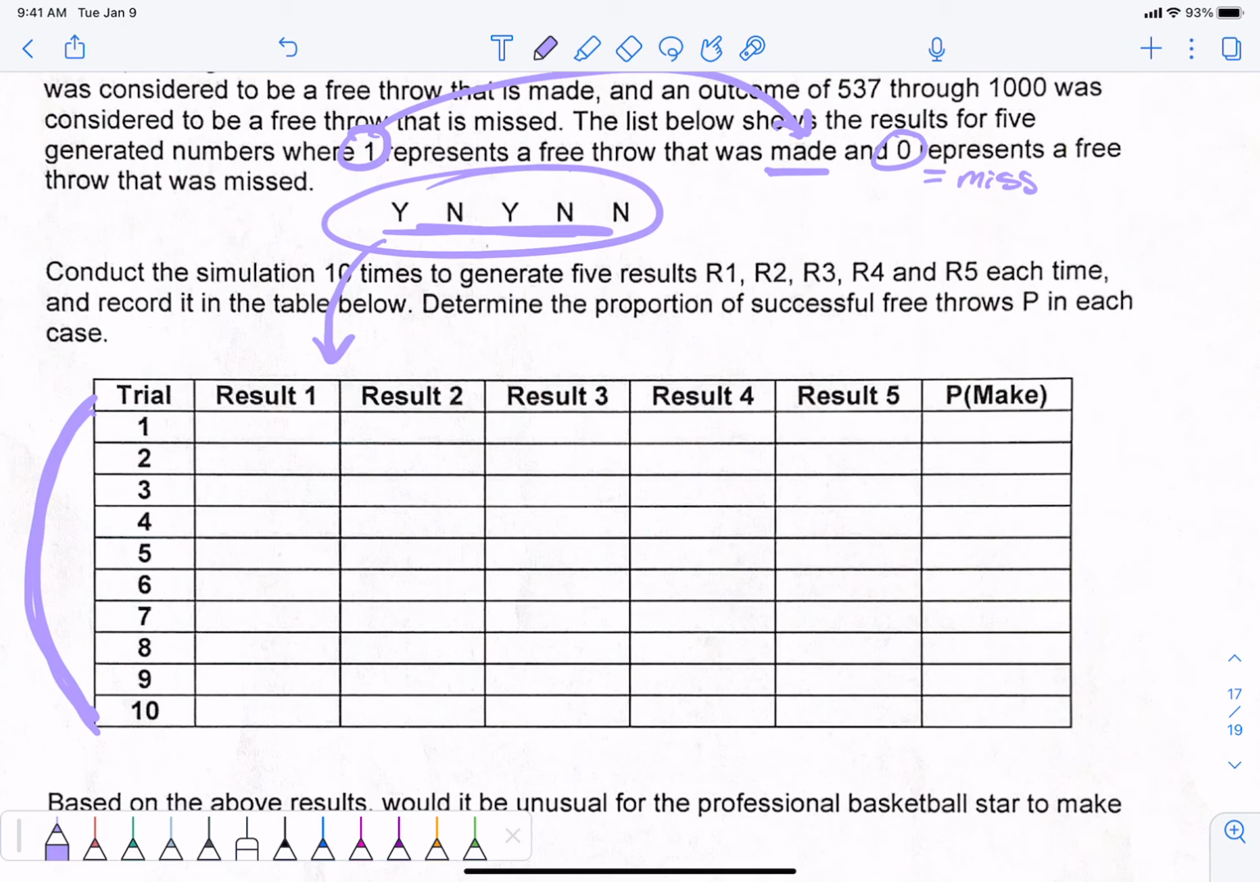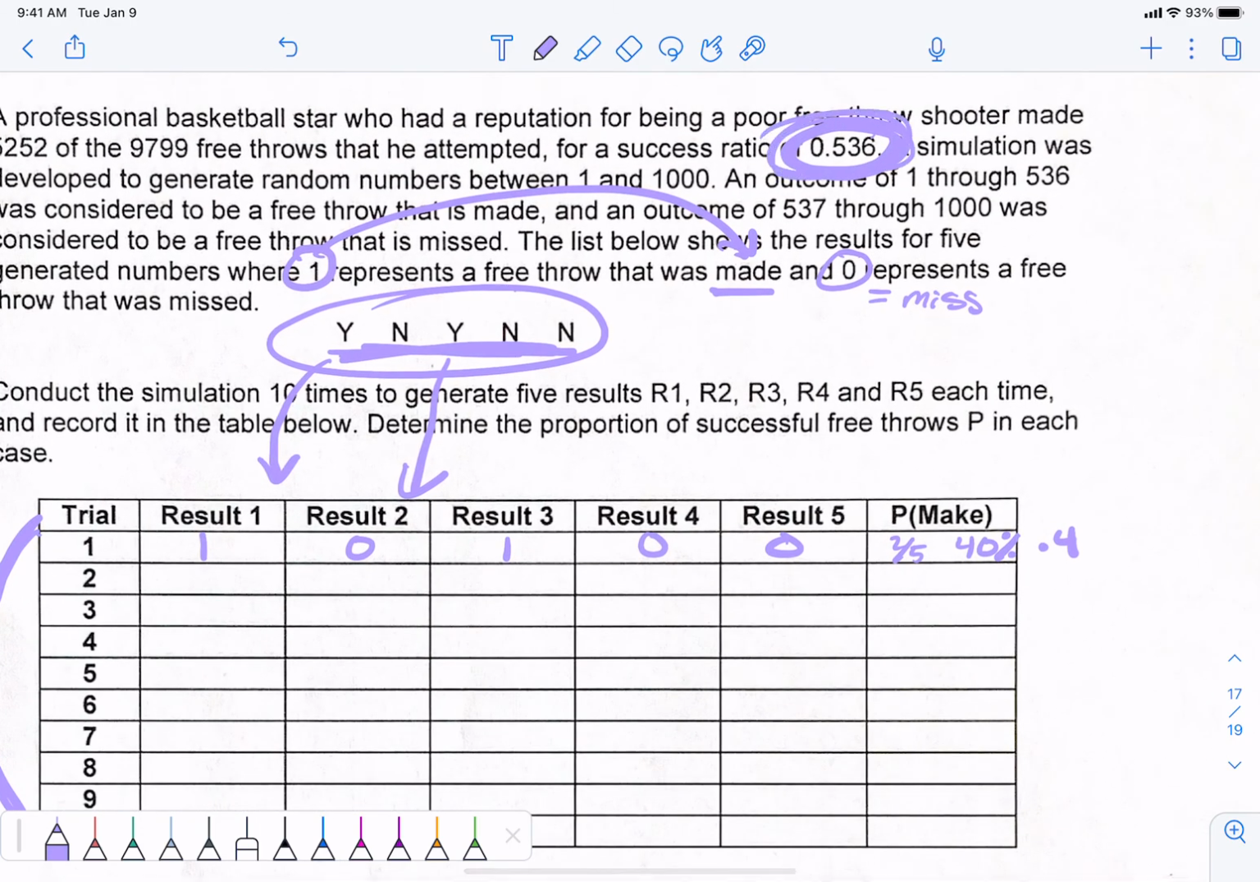But I'm going to put zeros and ones. So 1 is a yes, and 0 is a no. So we have that going on, right? If I convert these to 1s and 0s, they would come down like that. 1, 0, 1, 0, 0. So what's my free throw percentage? What's my make percentage? 40%. 2 out of 5, which is 40%. They might have you put it as 0.4 instead, something like that, right? 40% is my make percentage. So you need to run it 9 more times and see what your percentage is, right? And see if 0.536 is a good number or a bad number, basically, is what they're asking.